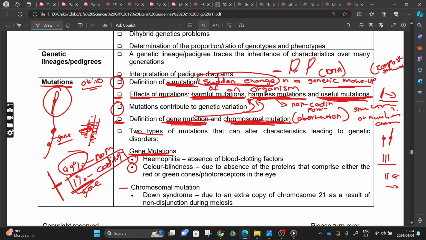And then from there, they said mutations can contribute to genetic variation, right? What is genetic variation? With our understanding, genetic variation is just the difference in DNA of individuals, right? You can write that down. Difference in DNA among individuals, right?